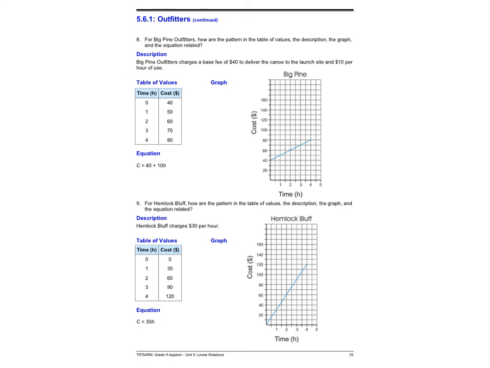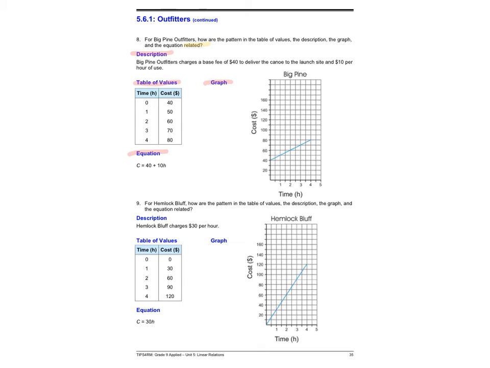Okay, for our last page, we have questions 8 and 9. Let's take a look at question 8. For Big Pine Outfitters, how are the pattern in the table of values, the description, the graph, and the equation related? So we see here that we have all of this information. We are given our description, our table of values, our graph, and our equation. And we are asked, how are they related? Meaning, what is similar about each of them?